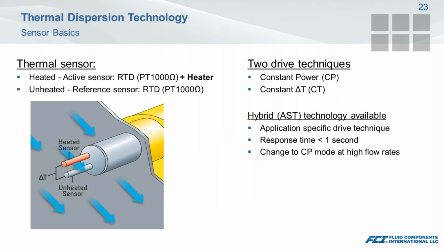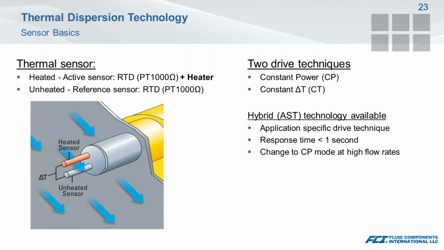The basics are simple. You've got two RTDs. One of those RTDs is going to have current pass through a heater to create a temperature differential. The unheated RTD is just referencing the process conditions of the gas that we're measuring. So essentially we're creating this delta T. Within thermal technologies, there's a couple of different ways to drive it. One is constant power, where you put a fixed current into the heater and then create a delta T at no flow. And as the flow increases, that differential temperature will get smaller.